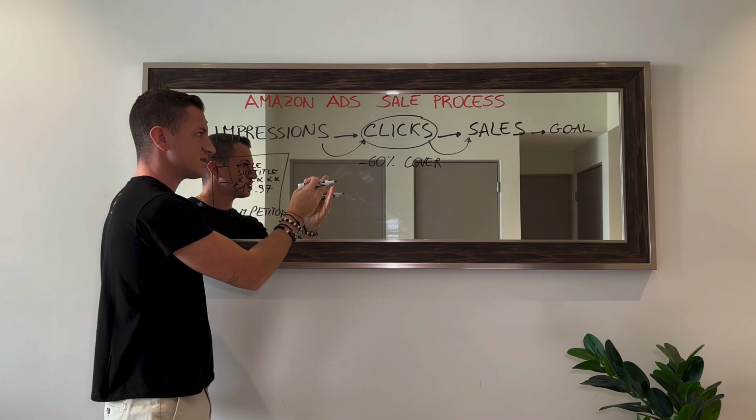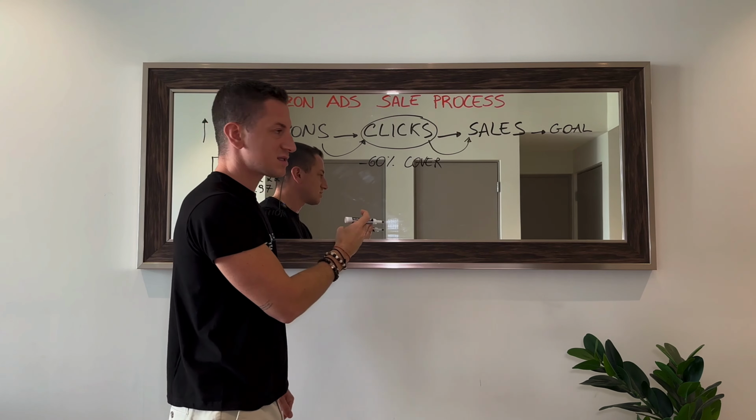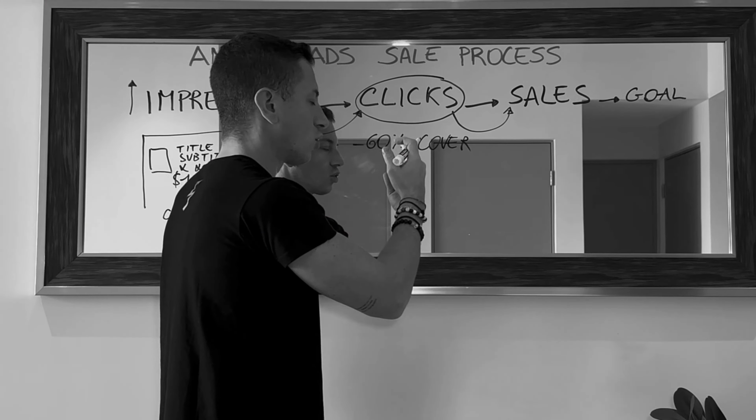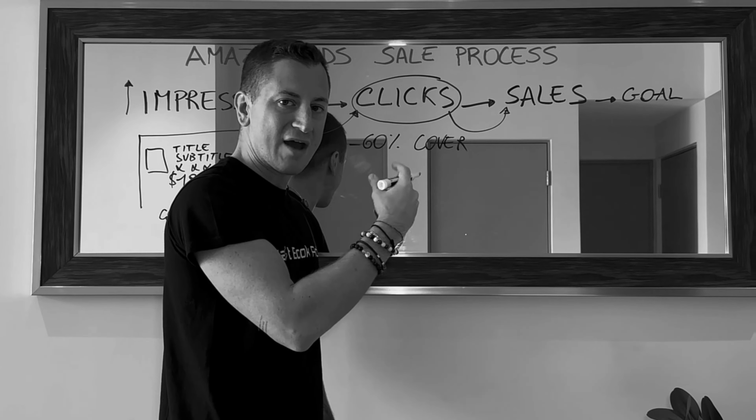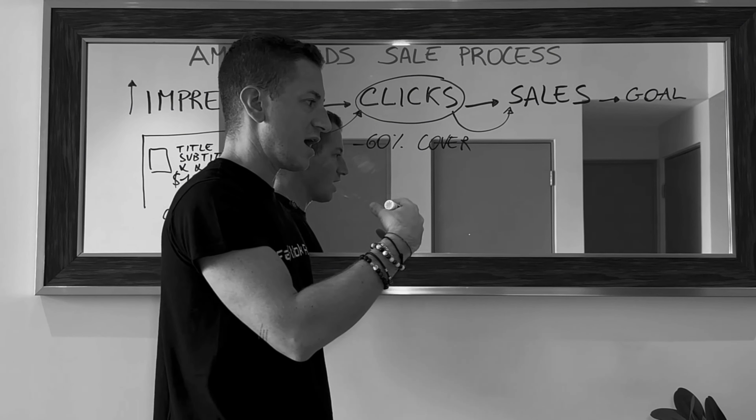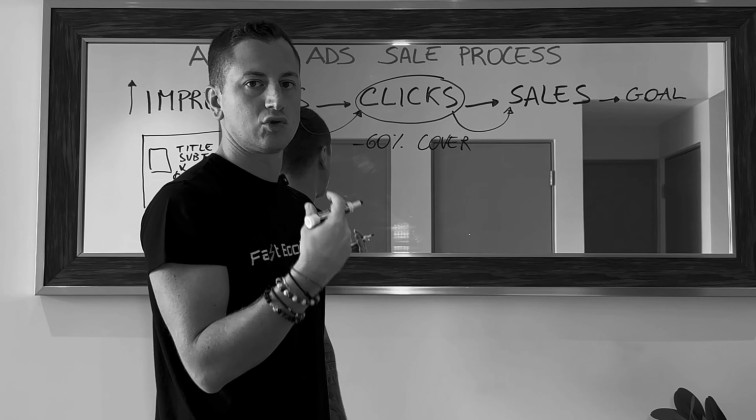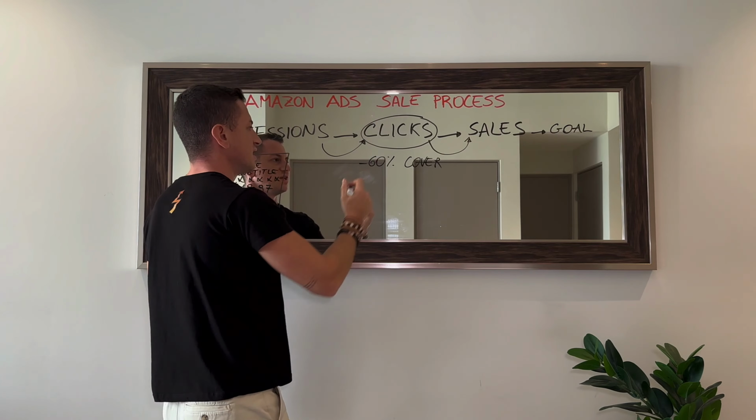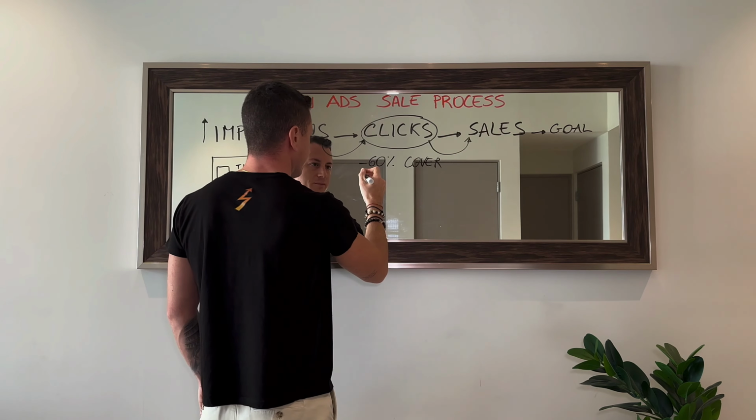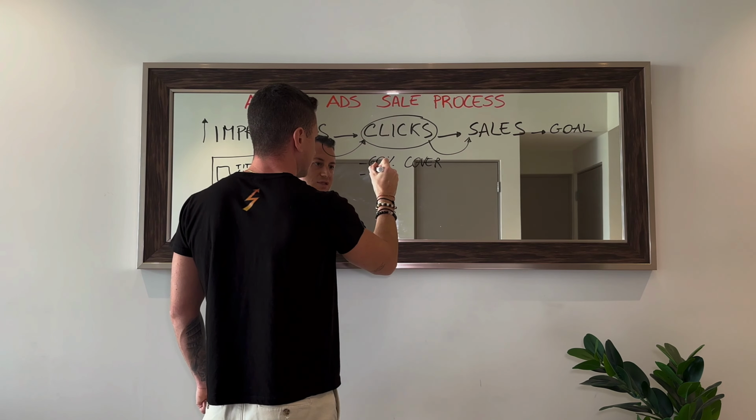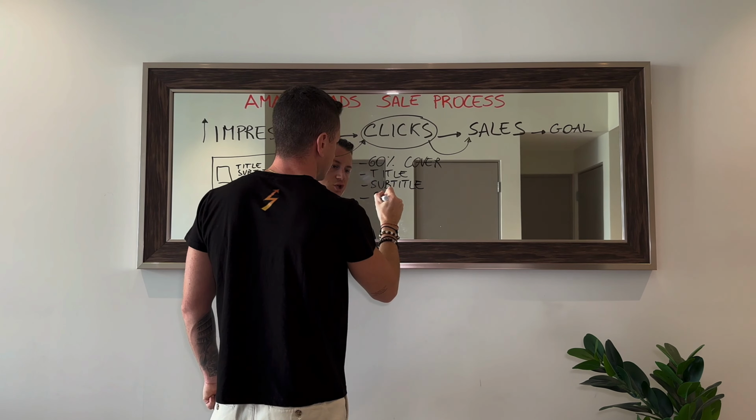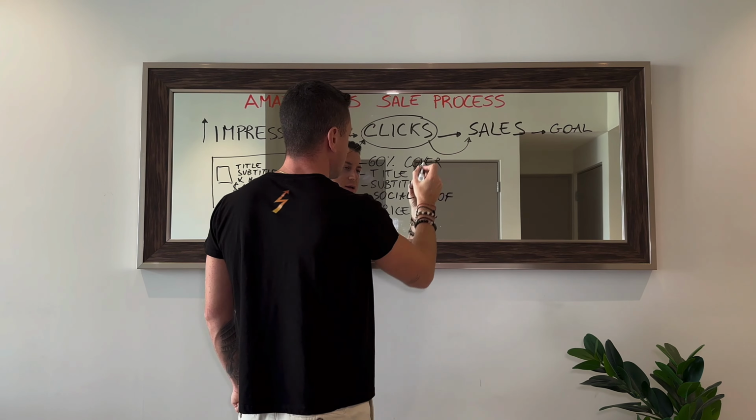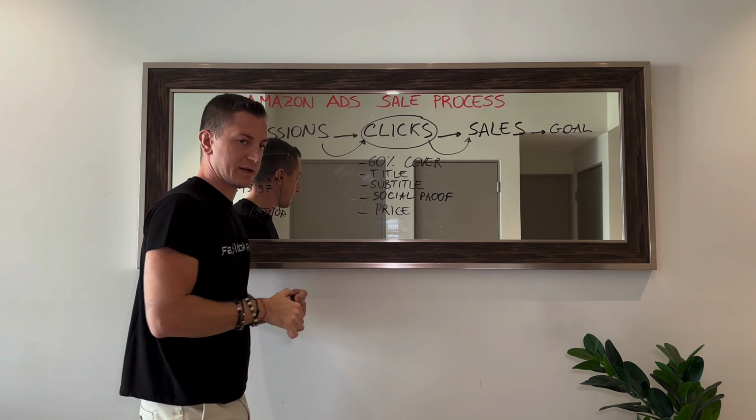If you miss the clicks, you miss the sales automatically. If you have clicks, you have an opportunity, you have a probability to generate sales. So 60% is from the cover. Then we have title, subtitle, social proof, and price, where the cover makes the difference.